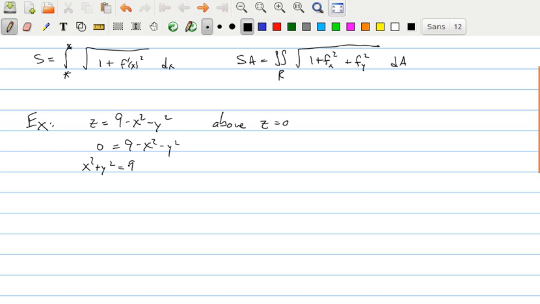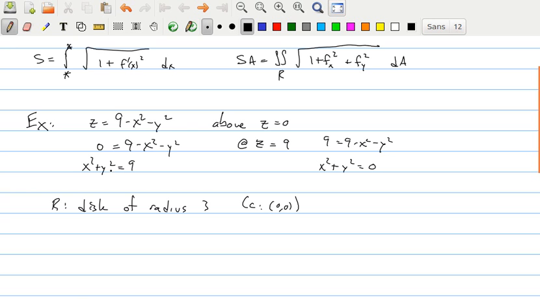Now, as the z value increases, these circles are going to get smaller and smaller. In fact, if you look at z equals 9, we get 9 equals 9 minus x squared minus y squared. We move the x and the y over, move the 9's together, and we get just a single point. So this is a degenerate circle of radius 0. That means the region we're integrating over is everything inside this circle. So R is this disk of radius 3, centered at the origin. That's our region of integration.